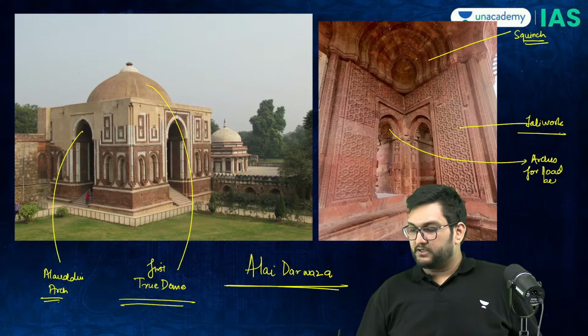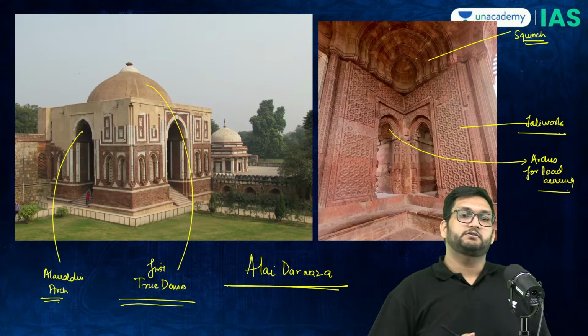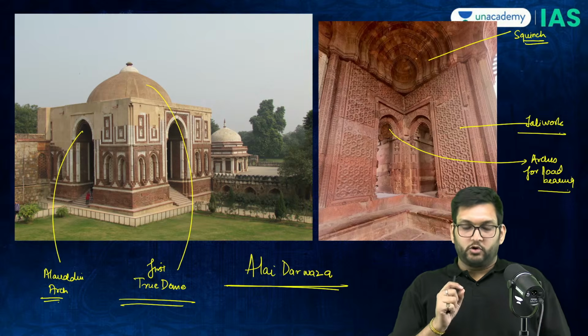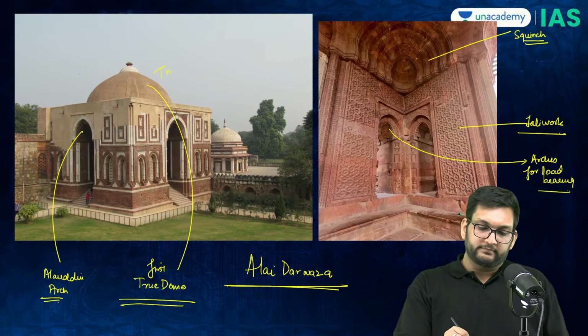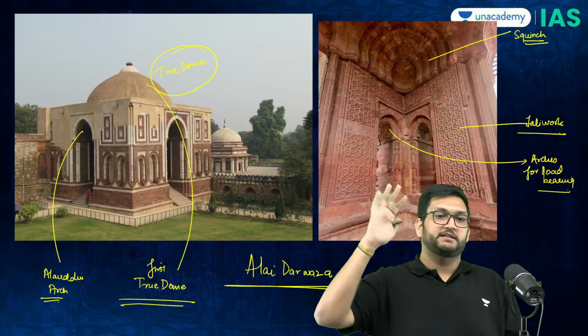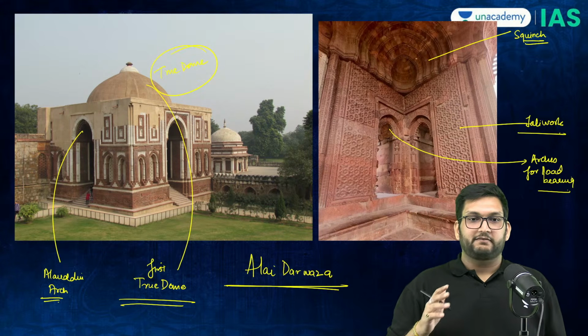It is a very beautiful structure made out of red sandstone with certain elements of marble. So, the true dome emerged in this period, and in a way, our second phase has reached its highest point. Alai Darwaza.